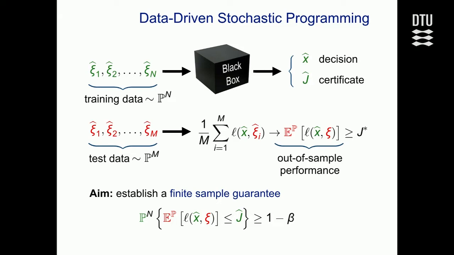Now this quantity there is important, and it's important to understand it correctly. It is an expected value, but the expectation is taken only with respect to this psi. You can think of this psi as a single test sample that is independent of the training samples. Now the decision X hat is uncertain because it is a function of the training samples. It depends on the green samples, right? But we're not taking an expectation over those. The expectation here is only taken with respect to this out-of-sample sample.